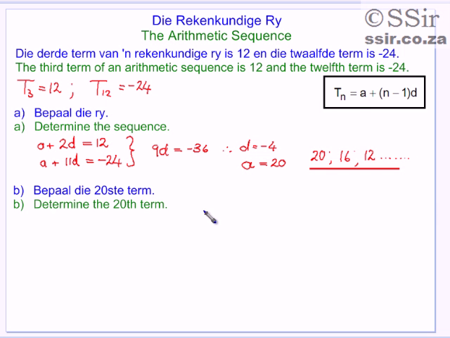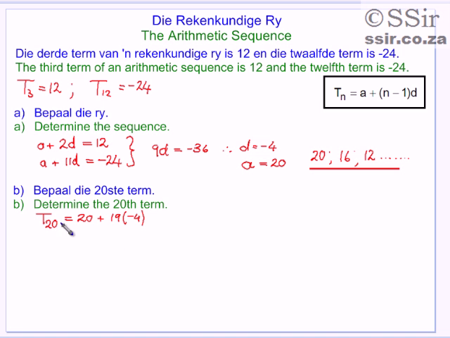Determine the 20th term in this sequence. Here we have the formula for term number n. So in this question I know that I want to find the value of the term in the 20th position. So n must be 20. I do have values for a and d. So if we substitute 20 for n, then t20 is 20 plus 19, which is n minus 1, and we multiply this with the constant difference, which is minus 4.